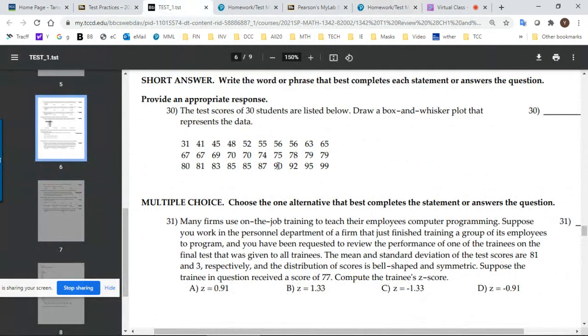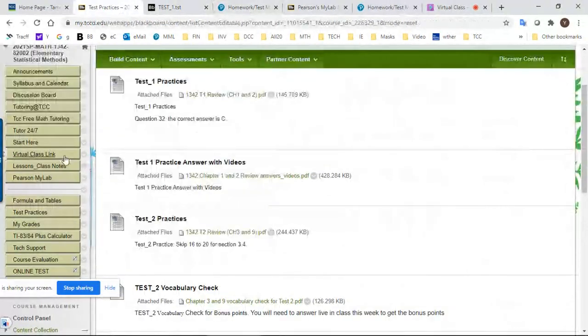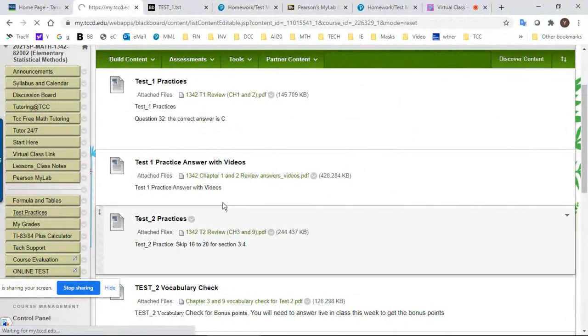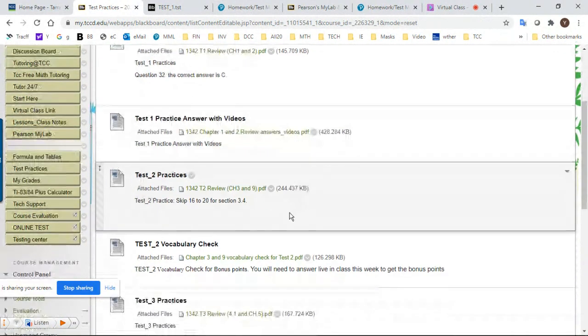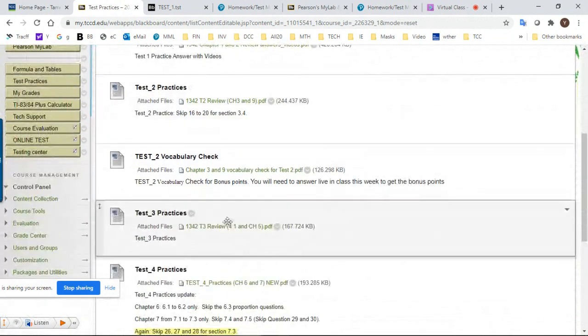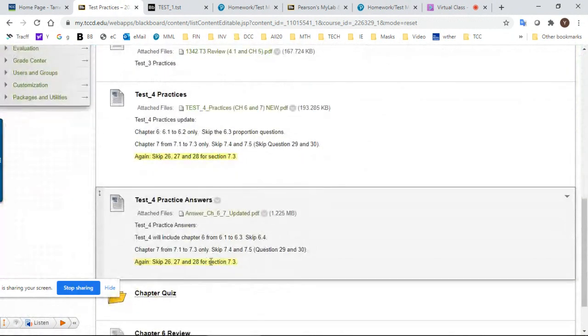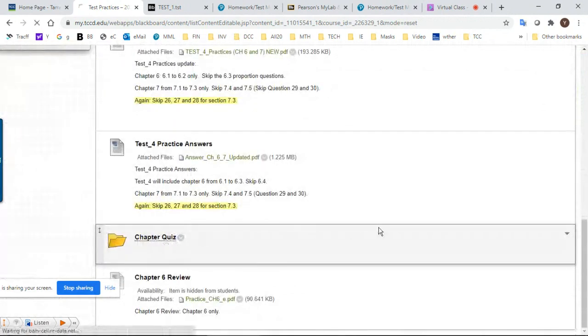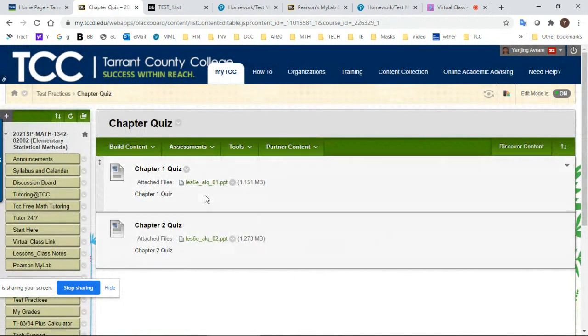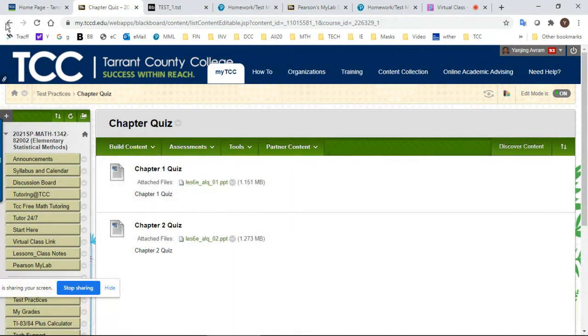This kind of practice here, I already gave you the answers on Blackboard. Here you have a test practice. I already gave you the answers, so I don't expect you to get a grade from here. This is just for your own review, so you can do well on the assignment. This chapter practice already gives you the answers, and this one is also just for your own practice, and it also has answers.